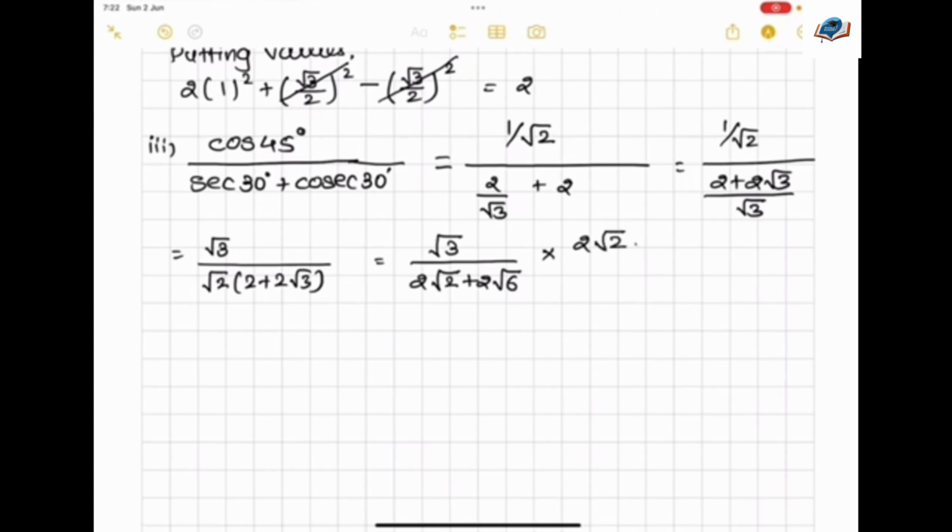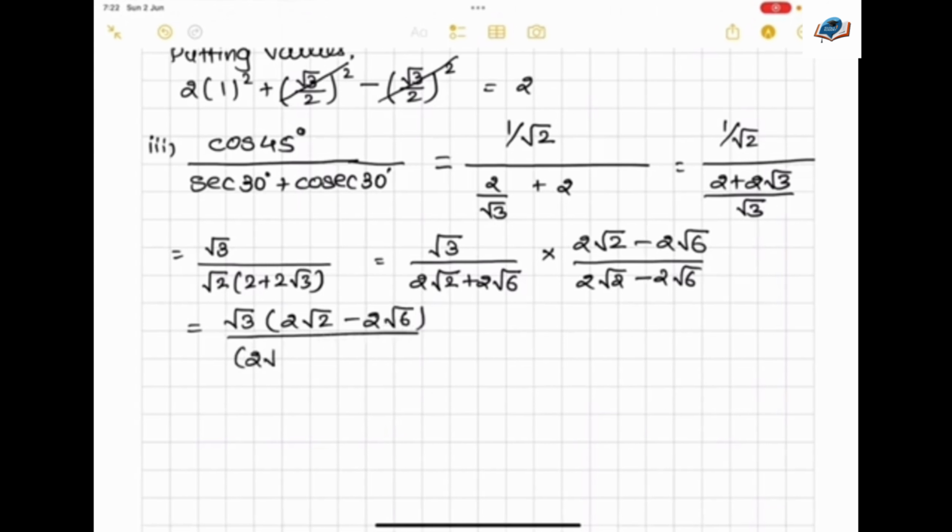To rationalize the denominator, I am multiplying it with the conjugate. So into 2 root 2 minus 2 root 6 upon 2 root 2 minus 2 root 6. So root 3 into 2 root 2 minus 2 root 6 upon 2 root 2 whole square minus 2 root 6 whole square. So that will give me 2 root 6 minus 2 root 18, upon 2 root 2 whole square, which is 8, minus 2 root 6 whole square, which is 4 into 6.